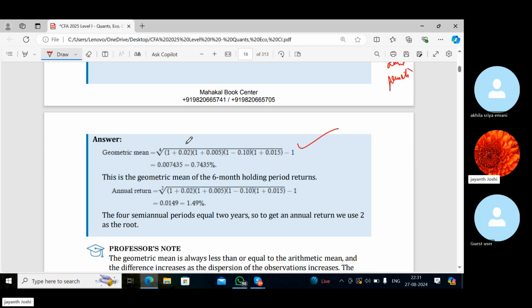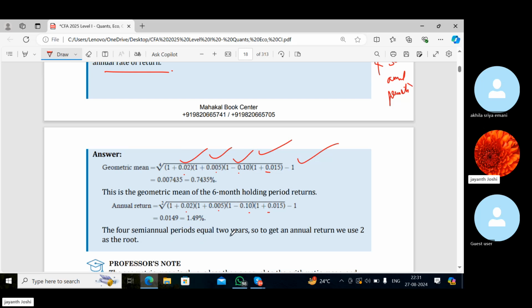So we'll do the geometric mean, which captures the compounding frequency very properly. And what about the annual return? If I take the geometric mean, I will take these 4 returns and raise the product to the power 1 by 4, minus 1. For annual return, I will raise it to the power 1 by 2, because one particular year has two 6-month periods. So the 4 semi-annual periods equal 2 years, and to get an annual return, we use 2 as the root.